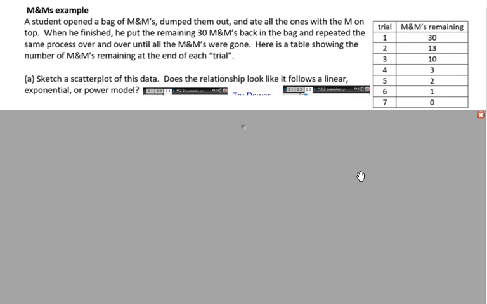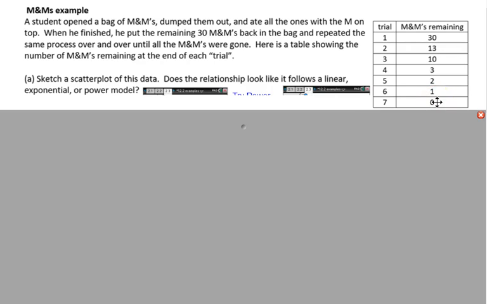So, it has an M on one side and not on the other, so if the M side was up, he ate them and put the rest back in the bag. So here's the table showing the results. After one trial, there were 30 left over. After two, there were 13 left over. After three, there were 10 left over, and so on until we got down to 0.